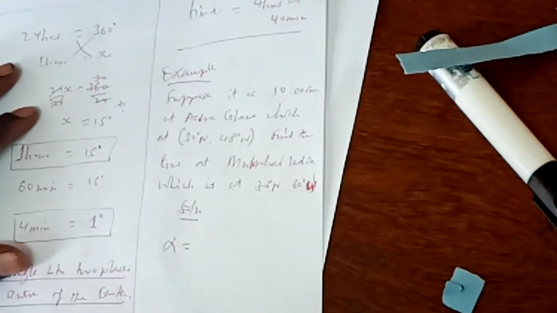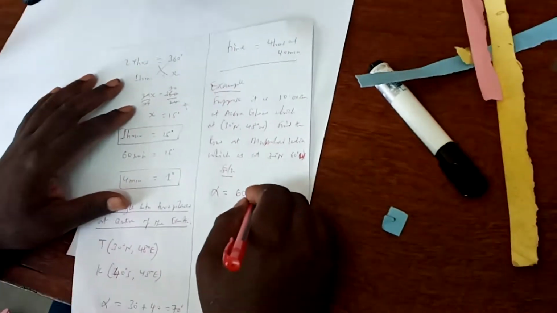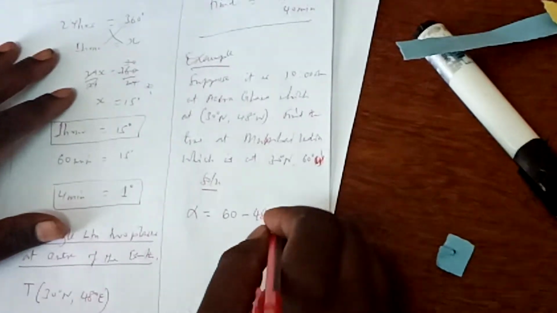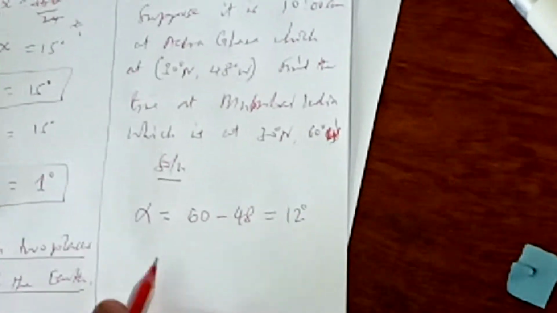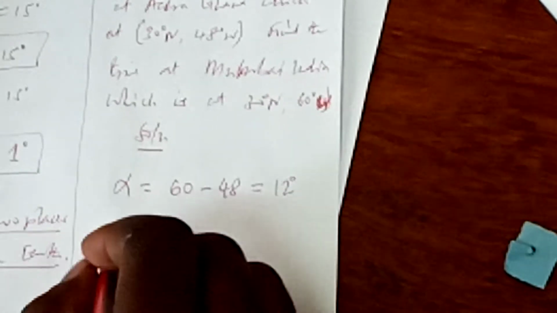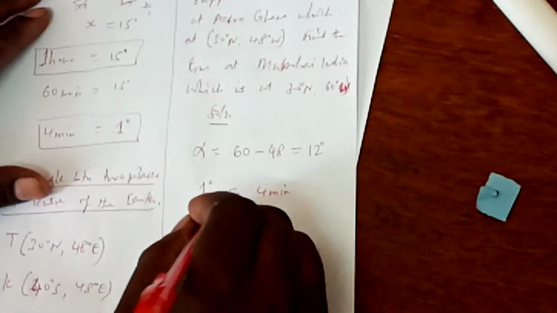Now, we take away the smaller longitude from the bigger. So it will be 60, take away what? 48. What are we getting? 12 degrees. We are getting 12 degrees. So, if you are getting 12 degrees, now you go to our time difference. We are saying 1 degree is equal to how many minutes? If the earth rotates 1 degree, it uses 4 minutes. So how many minutes will the earth use if it turns 12 degrees?